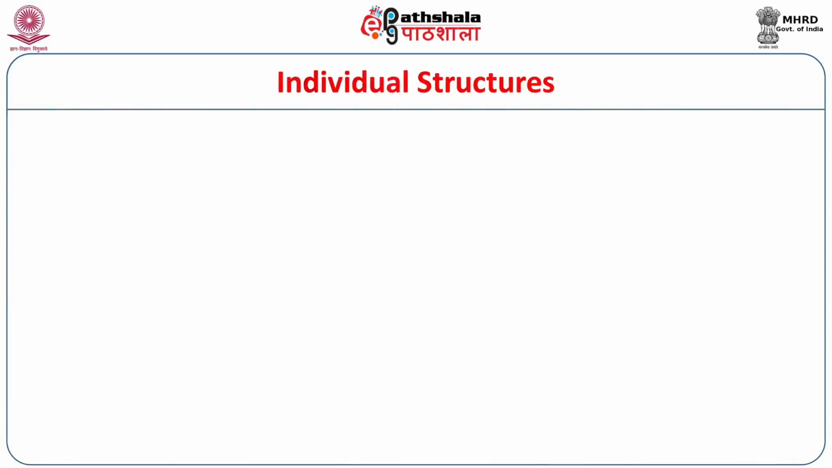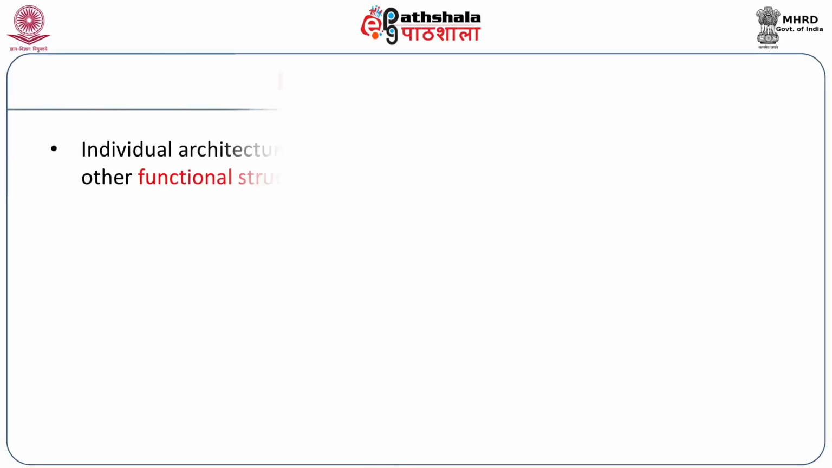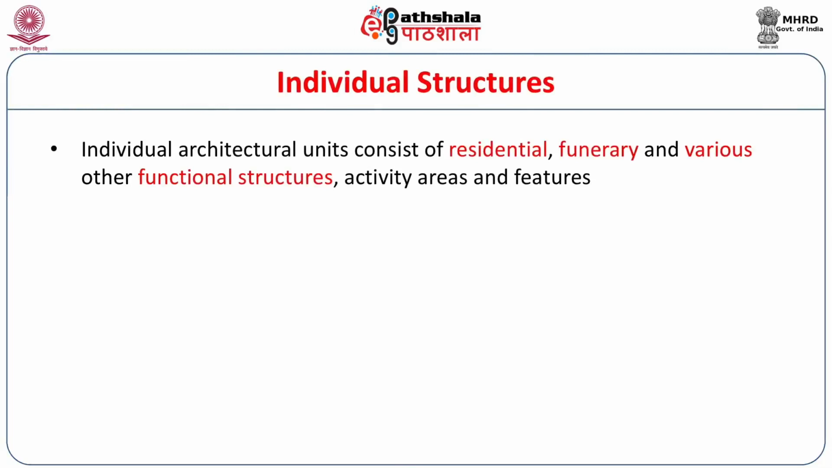Individual structure. Now we will come to the classification of Bruce Trigger, who says that we have to study the settlement pattern at the individual structure level, next at community level. So the horizontal excavation offers an opportunity to understand these two patterns, especially at the individual structure, next at the community level. Individual architectural units consist of residential, funerary and various other functional structures, activity areas and features.